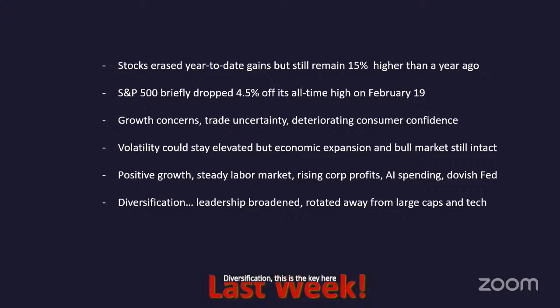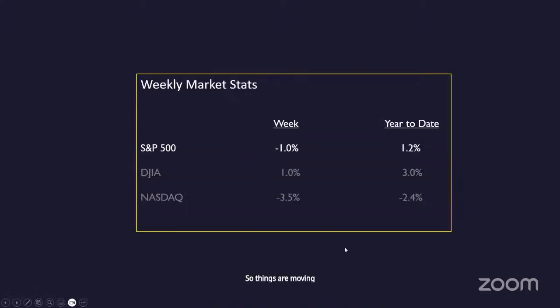So, diversification, this is the key here. Leadership broadened, but rotated away from the large caps and the tech stocks. In other words, the Magnificent Seven is no longer leading quite as much as they were. There's a lot of attention now given to the smaller capitalized stocks. So things are moving in a different direction.